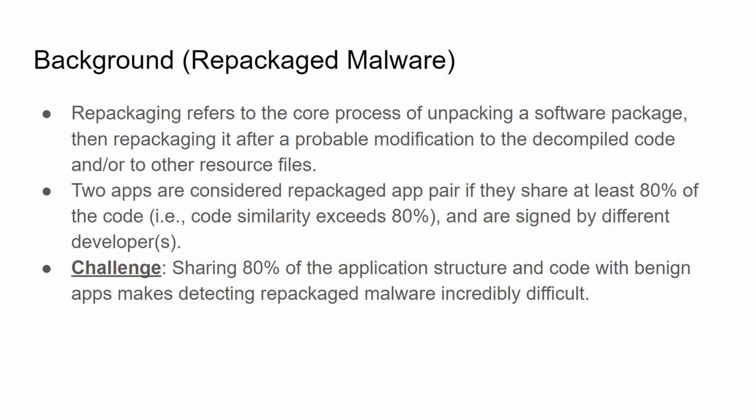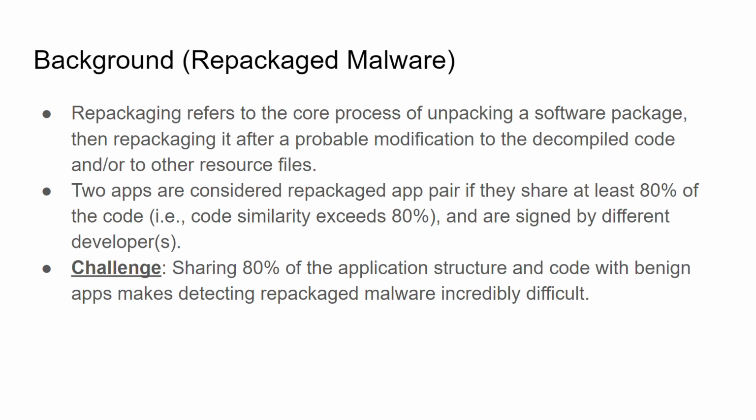Before we take a closer look at DeceiT, we must go through some background, and let's first look at repackaged malware. Repackaging refers to the process of unpacking a software package, then repackaging it after a probable modification to the decompiled code and/or to other resource files. As an example, you can imagine a malware author picking up a top app from an app store and decompiling it, modifying or injecting the library files or the code itself, and then recompiling it again and publishing it at a third-party app store.